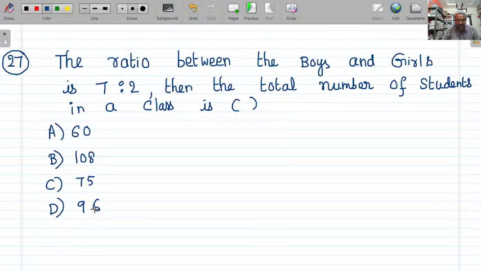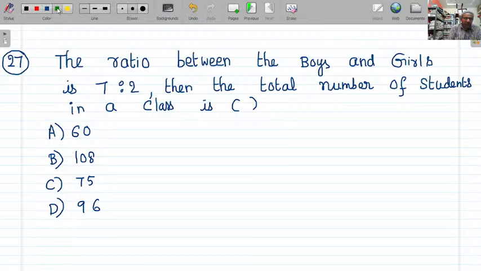So what will be the total number of students in a class if the ratio between the number of boys and girls is 7 is to 2? So what will be the answer? This is also a very tricky question. With the help of options we can solve it.